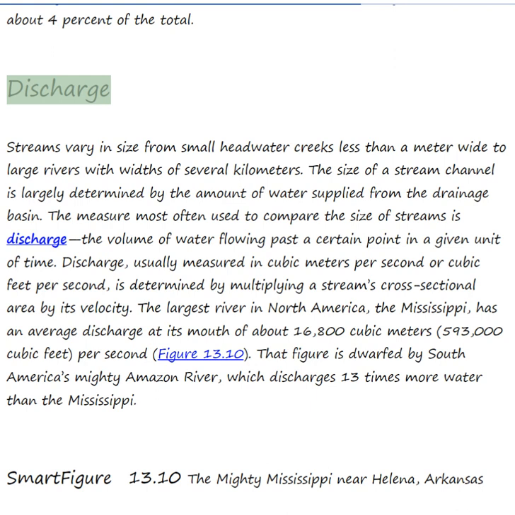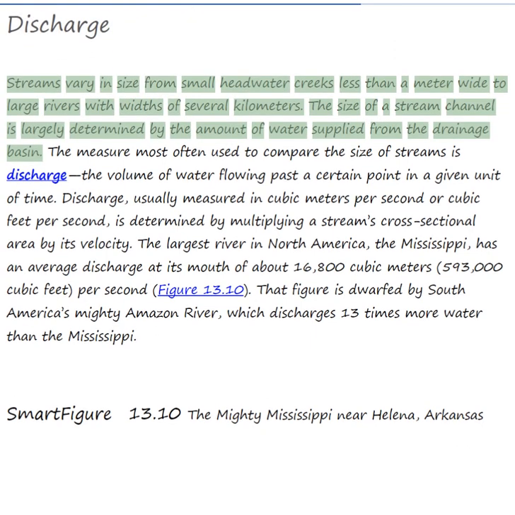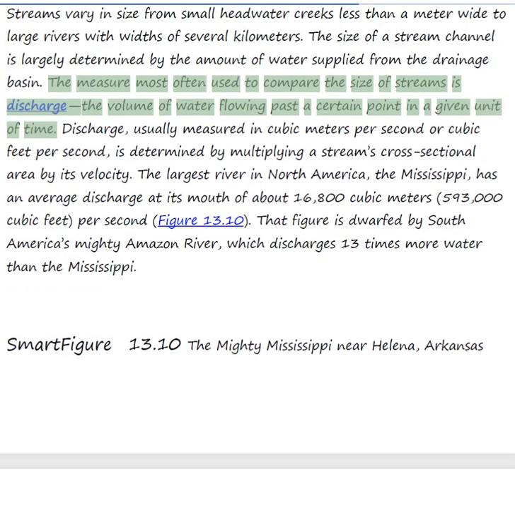Discharge. Streams vary in size from small headwater creeks less than a meter wide to large rivers with widths of several kilometers. The size of a stream channel is largely determined by the amount of water supplied from the drainage basin. The measure most often used to compare the size of streams is discharge, the volume of water flowing past a certain point in a given unit of time.